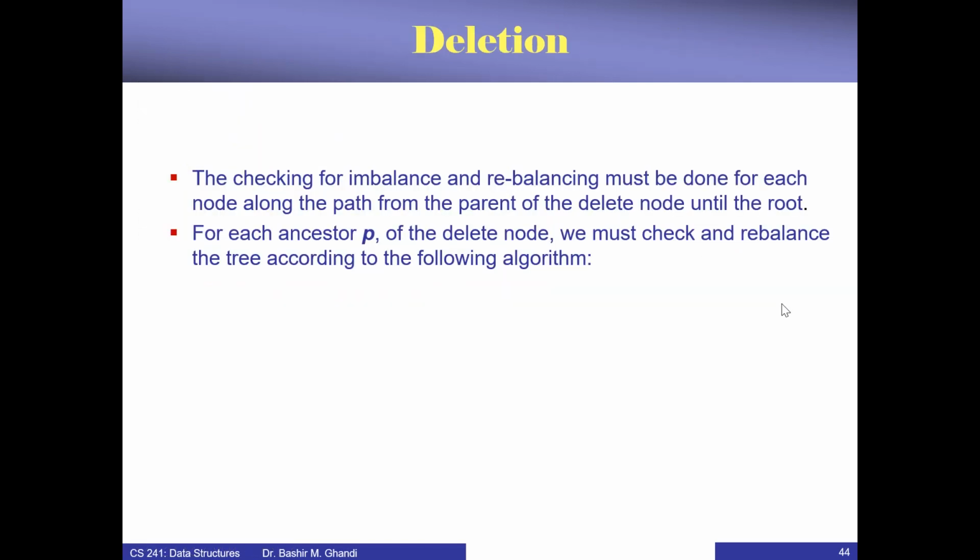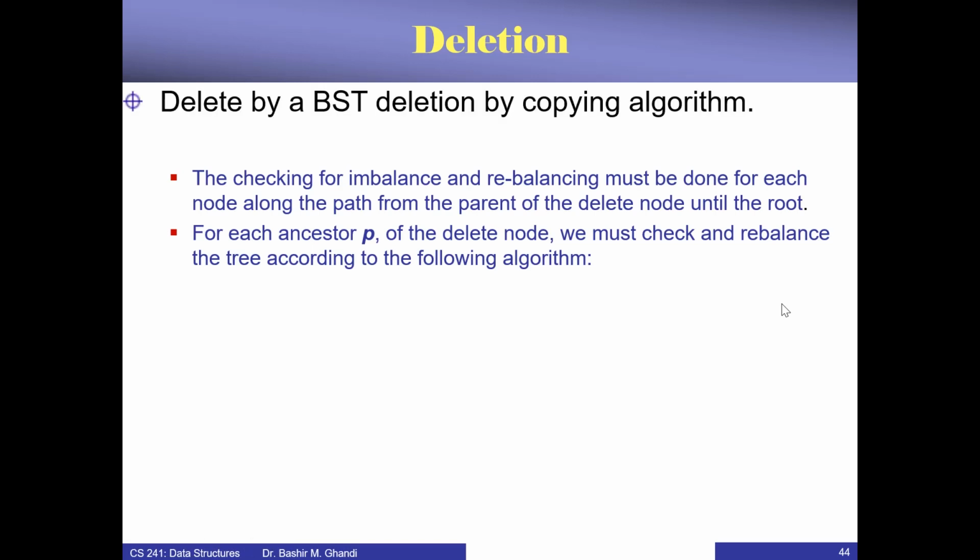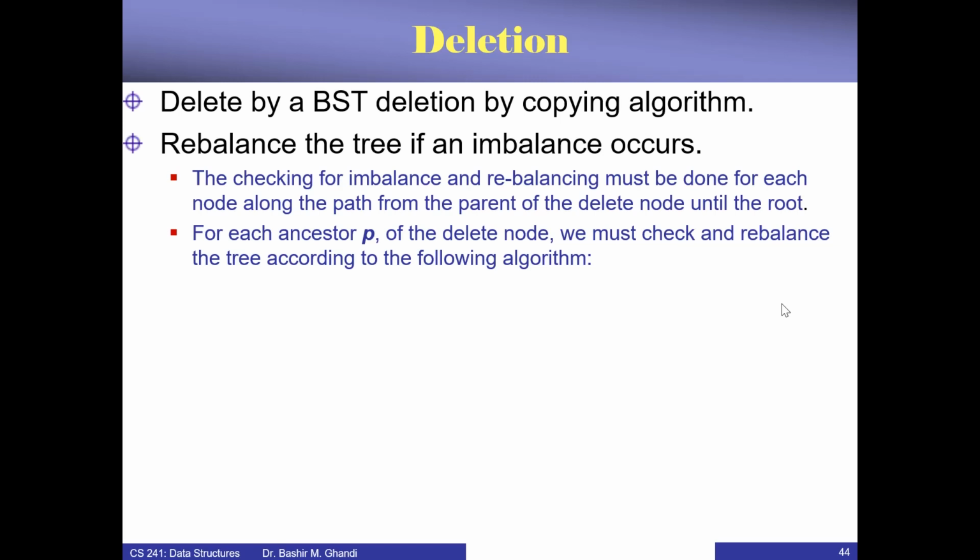So that brings us to the end of insertion. Now we're going to start deletion. How do we delete from an AVL tree? It's very similar to insertion. Delete using the BST deletion by copying algorithm. But after that, you have to check if your tree becomes unbalanced. In that case, rebalance the tree before you proceed. So again, like insertion, if you are deleting a number of keys, after each deletion, you have to balance the tree before we move to the next deletion.